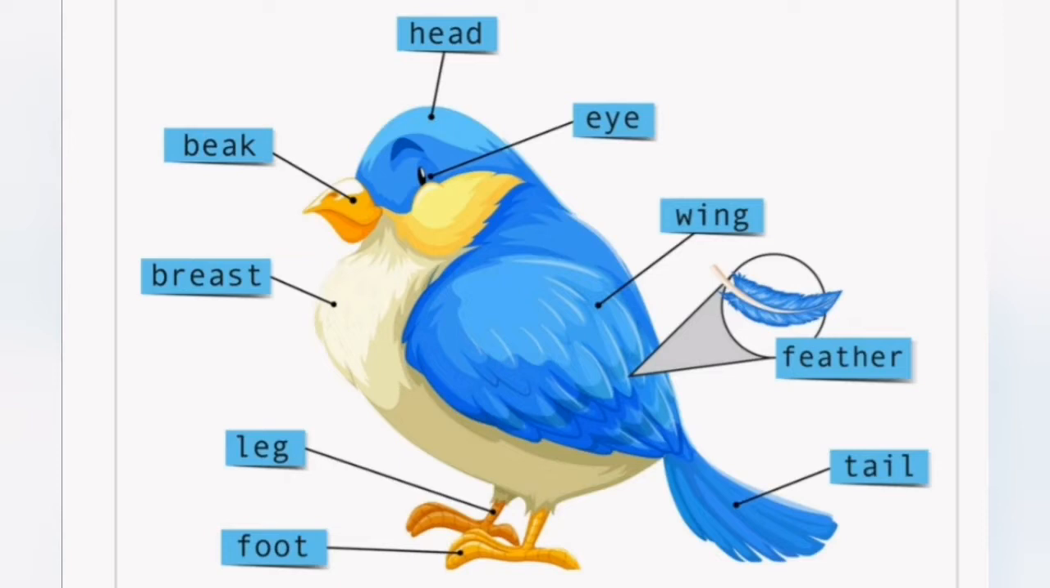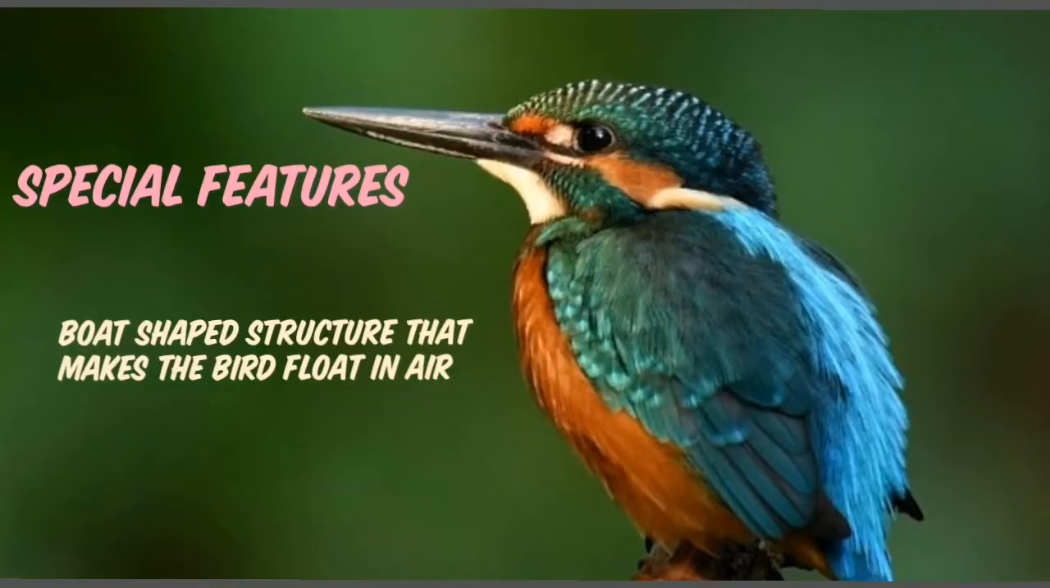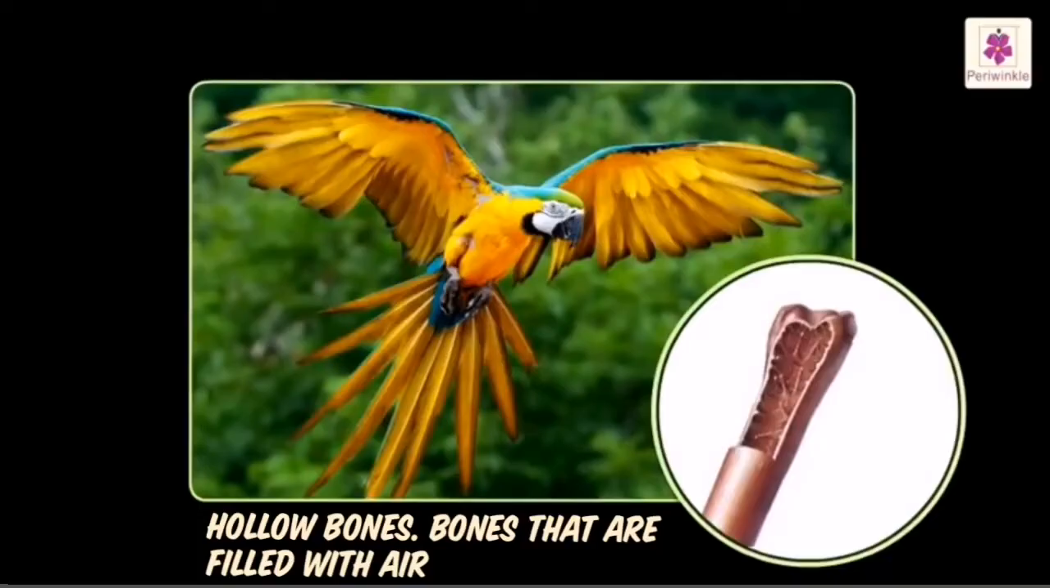So what are the special features when we see a bird? The feathers. Because of the feathers only, first learn what are the special features. The boat-shaped structure of a bird makes them fly. And next, hollow bones. Hollow means filled with air. So the hollow bones make them very light in the air.